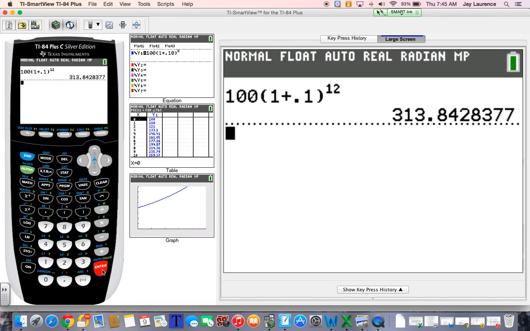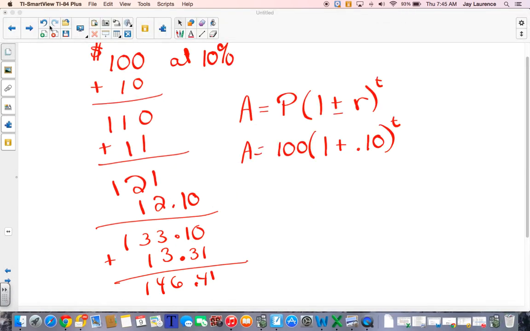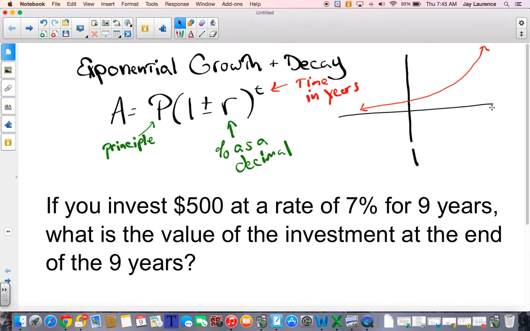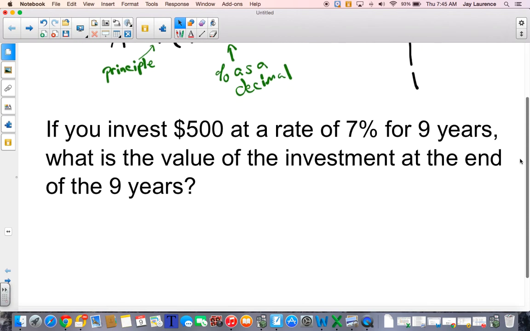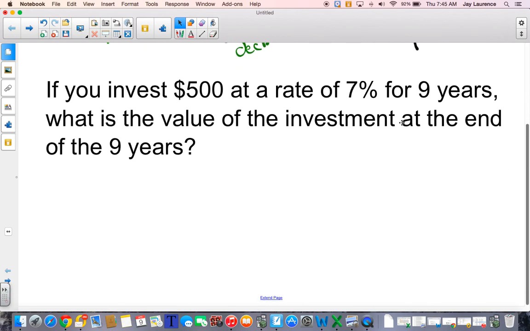And there we go. So at the end of 12 years, I would have $313.84 approximately. All right, so this exponential growth and decay formula is pretty powerful. So let's try this one. If you invest $500 at a rate of 7% for 9 years, what is the value of the investment at the end of the 9 years? We'll go ahead and use that equation and figure it out.